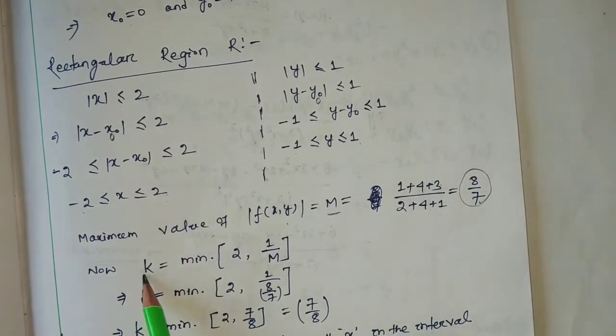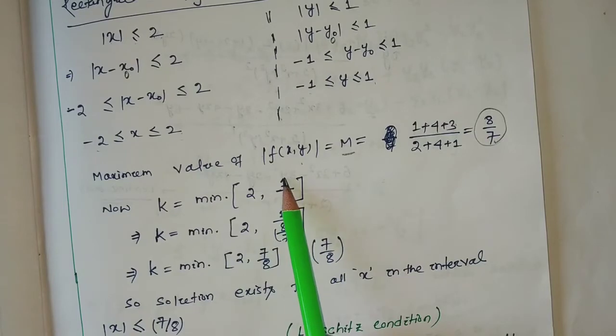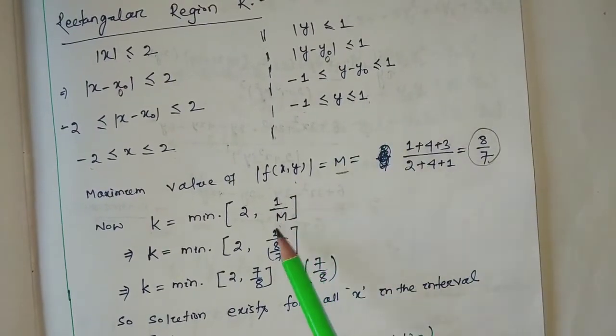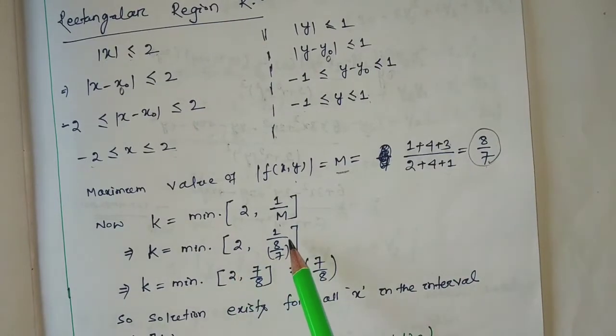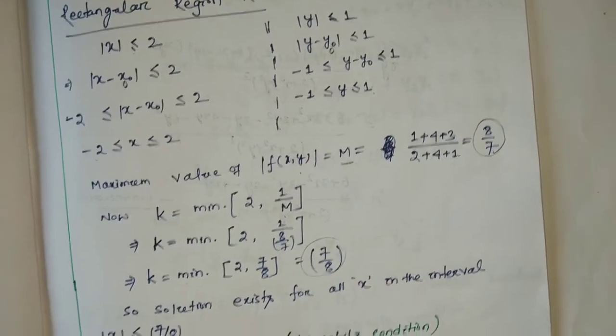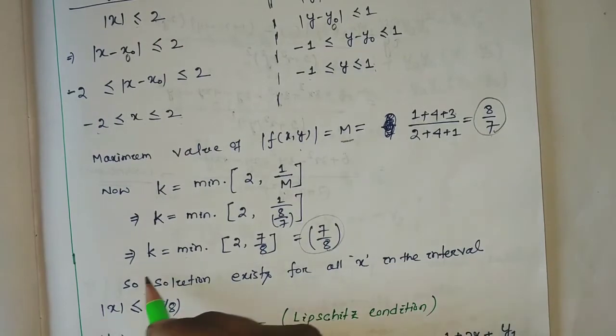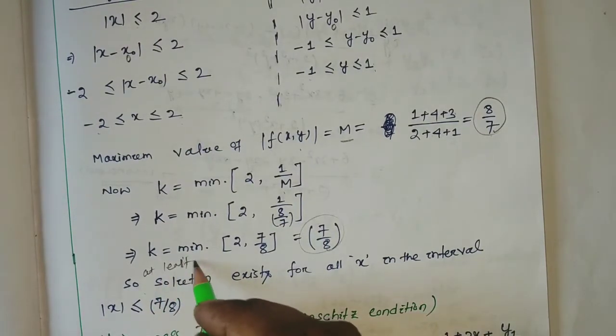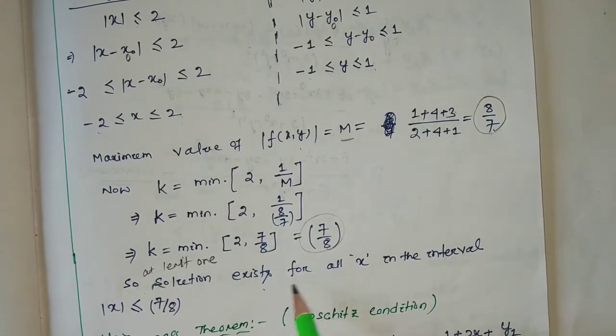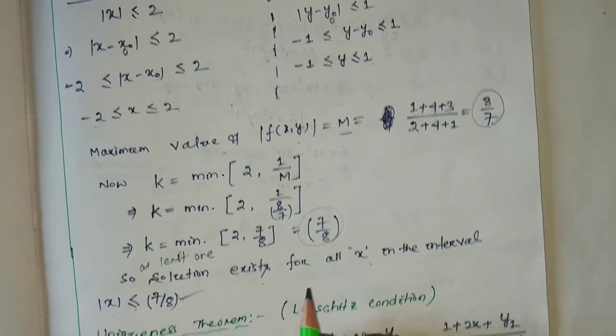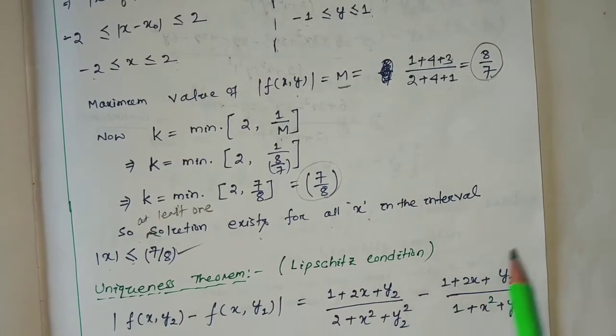So now we have to consider k is the minimum between a and b by m. So here b maximum is 1, b by m is nothing but 7 by 8. So among 2 and 7 by 8, the minimum value is 7 by 8. So we can say that the existence of the solution, at least one solution exists for all x in the interval mod x less than or equal to 7 by 8. Okay, now we are going to go for the uniqueness theorem to find out whether it has a unique solution or not.